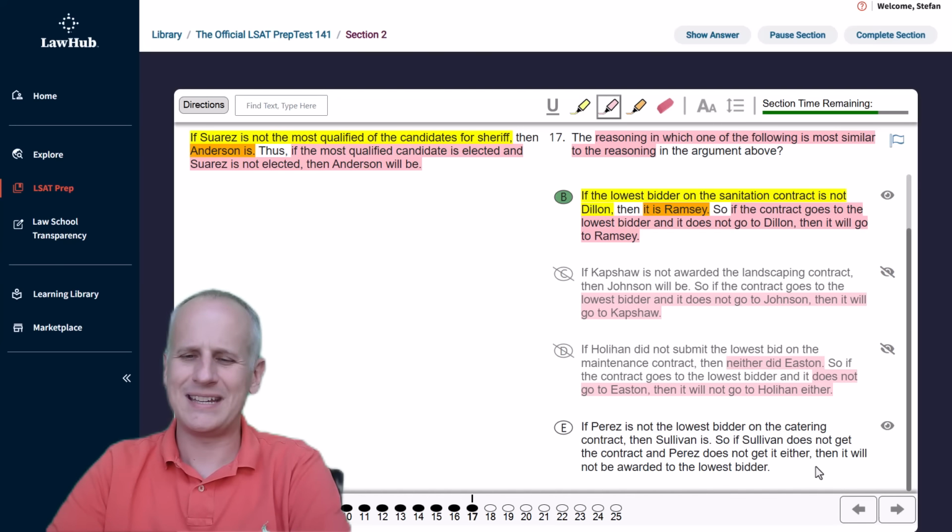And then lastly, choice E: if Perez is not the lowest bidder on the catering contract, then Sullivan is. Okay, maybe. So if Sullivan does not get the contract and Perez does not get it either, again, we don't want both of the individuals in question to not get the qualification. That does not match the situation with Suarez and Andrson at all.